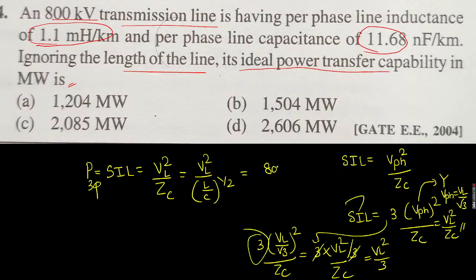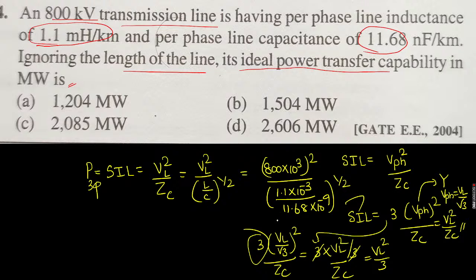Given it is 800 kilovolt. Kilo means 10 power 3, whole square, upon, what is the value of L? L is given as 1.1 millihenry, 10 power minus 3 per kilometer, divided by 11.68 into 10 power minus 9, that is nano, whole power 1 by 2. Now take your calculator to reduce this expression. So I am getting 2085 into 10 power 6 watts, or I can say 2085 megawatt.